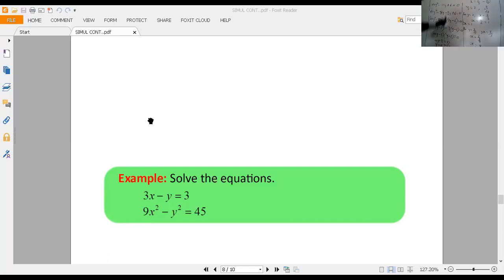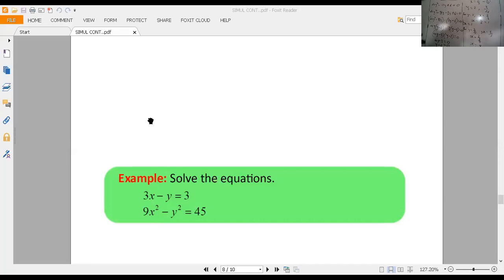Okay, now look at the board. Let me use this to do the explanation. This is equation 1 given. There's another equation given to you, equation 2. Now I said, in this type of equation, especially when you have simultaneous linear and quadratic equation, you first check on this linear equation.